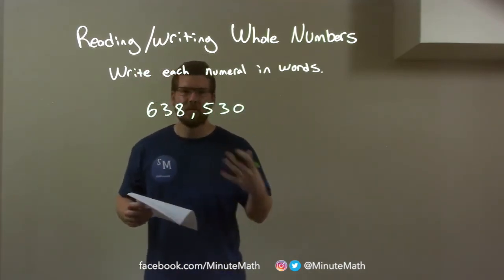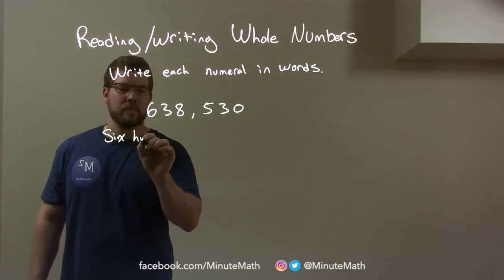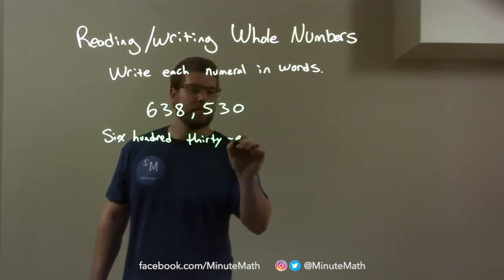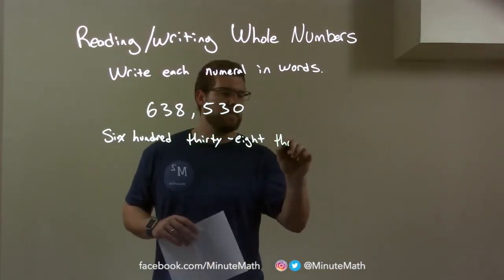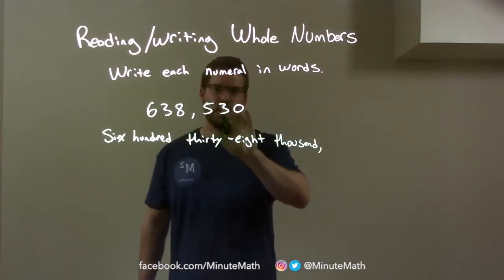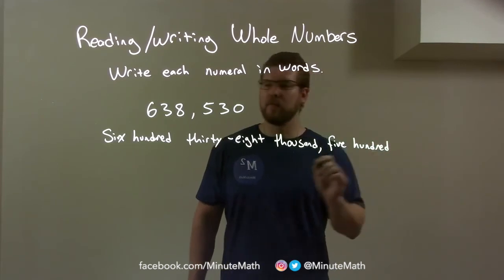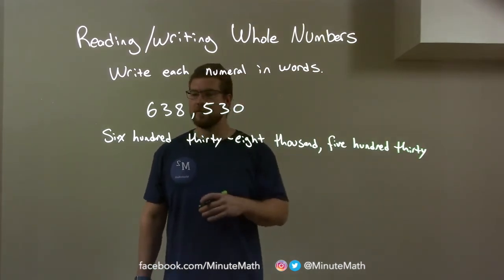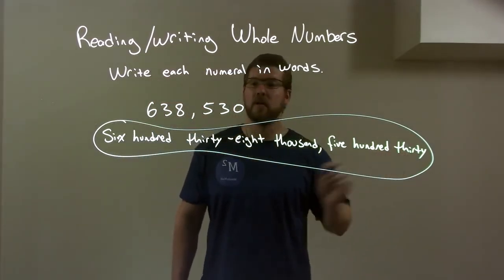638,530. Okay? And I have to write this in words. Well, first things first, I deal with the 638. What's 600? 600. Then we have 30. Right? 38. Okay? 638. But this is in the thousand section. So 1,000. So 638,000. Now we have the right side, or right part, right? Well, it's 500. So 500, and then just 30. And then we're done. We got our answer. So we just have to combine it all together, and it's 638,530.